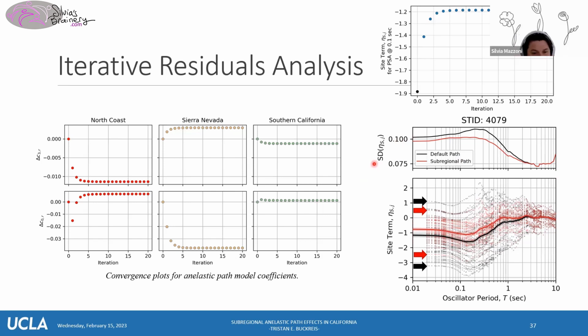Okay. Yeah. Cool. For the case of a site in the Sierra Nevada, we're probably going to see that the site term goes up because the amplitudes are going to go up. Okay. Cool. So that's kind of some forward practical implications of path analysis.